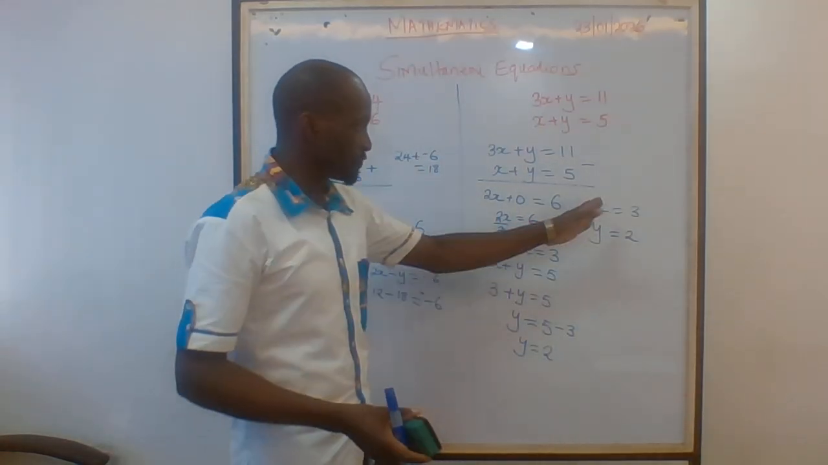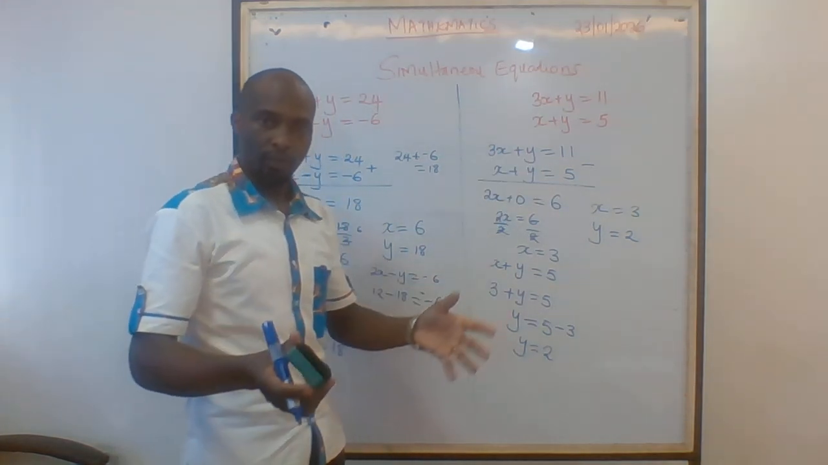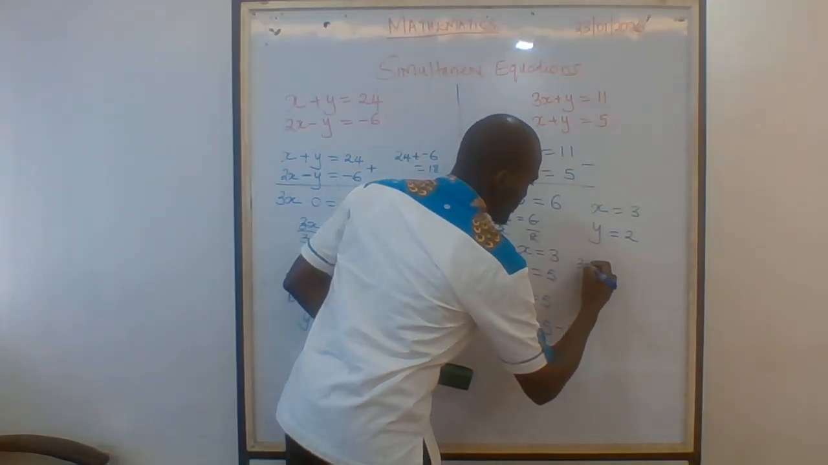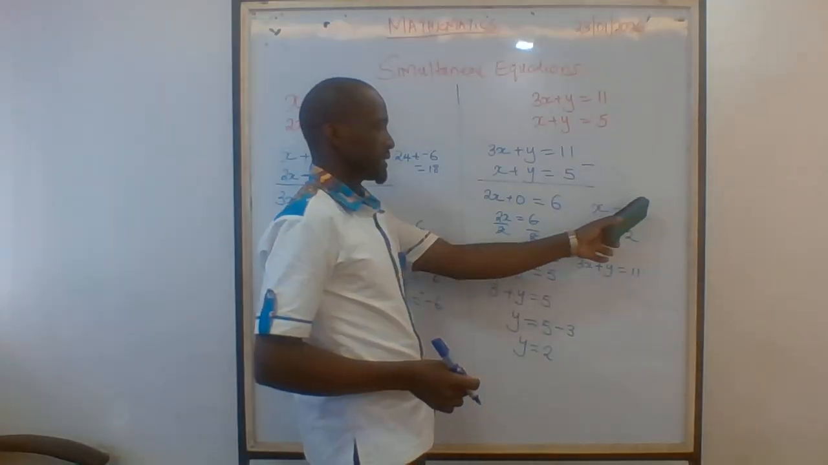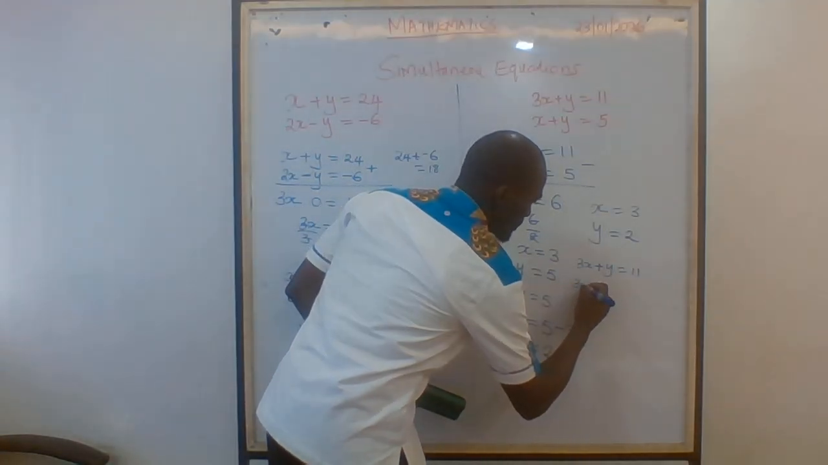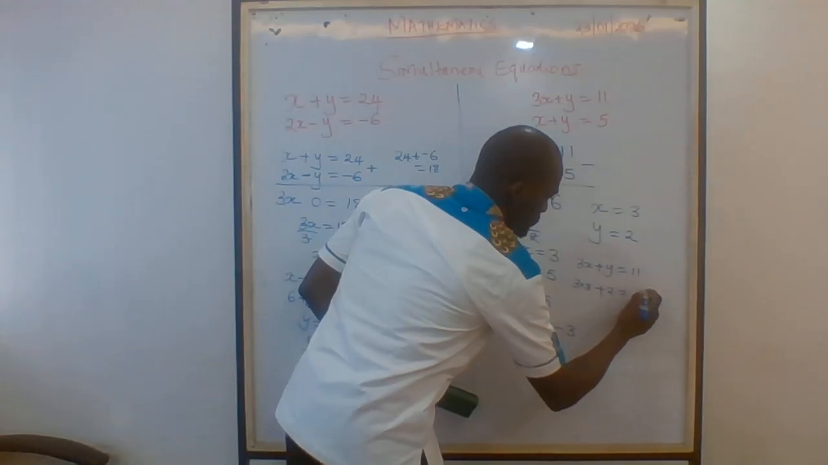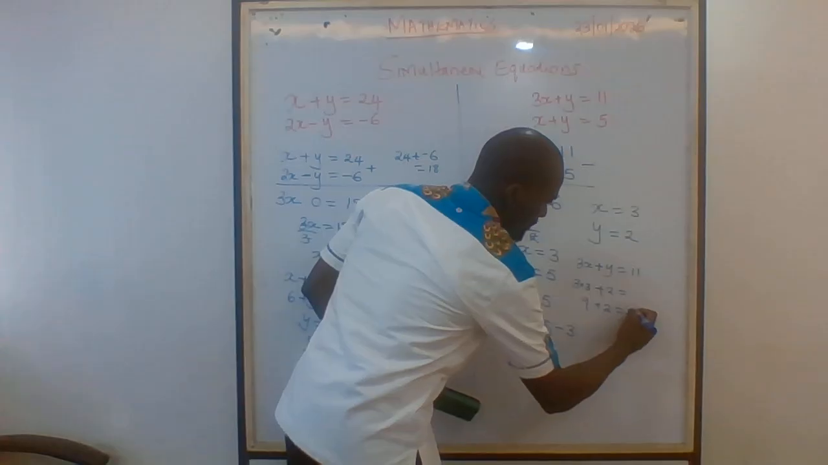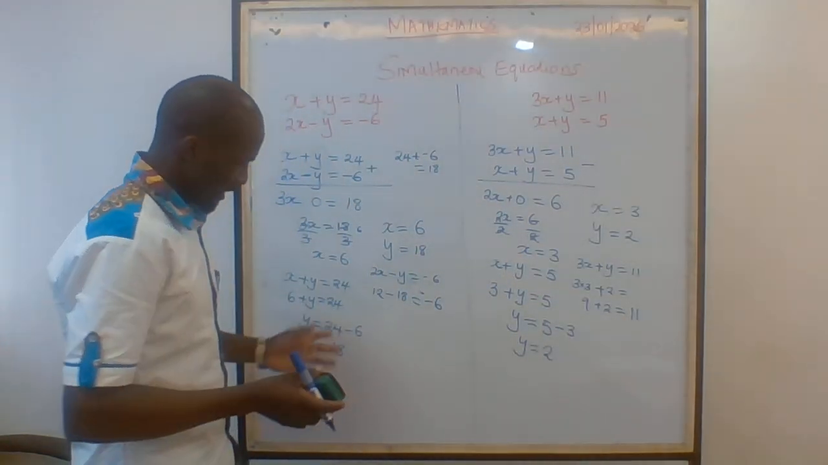And you can take those two values, substitute them in one of the equations that you have here and check whether your values are correct. So for example, if I take 3x plus y is equals to 11 and our x is 3, so it is 3 times 3 plus our y is 2, this is 9 plus 2, which will give us 11. And that tells us that our values are correct.